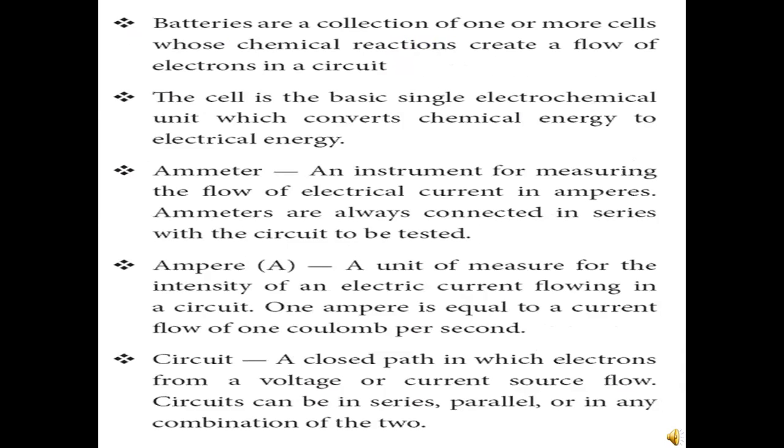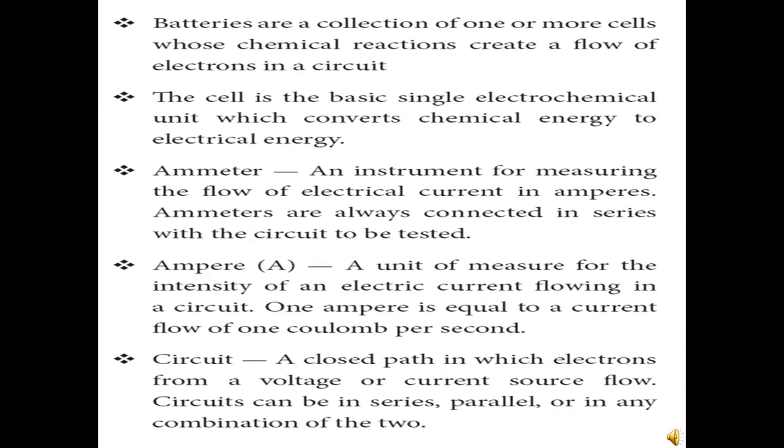Next important points: batteries are a collection of one or more cells whose chemical reactions create a flow of electrons in a circuit. The cell is the basic single electrochemical unit which converts chemical energy to electrical energy.